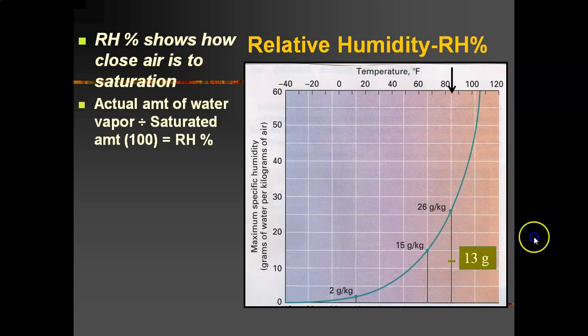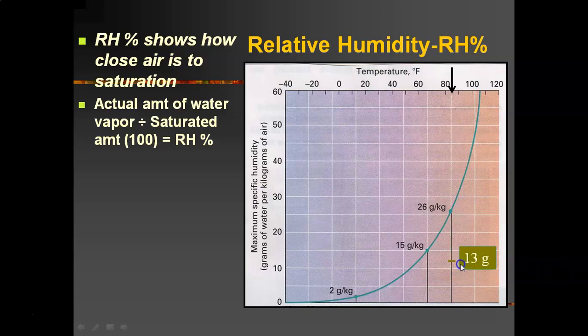What you do is you take the actual amount of water vapor in the air, and you divide it by the saturated amount, the maximum amount it can hold, and you multiply that by 100 to get a percent relative humidity.